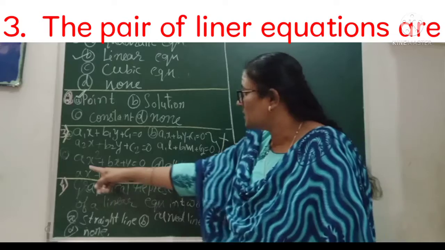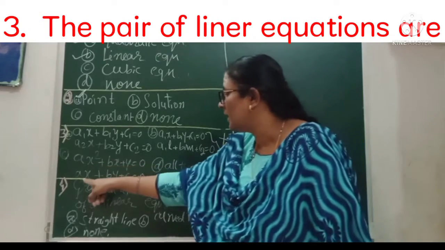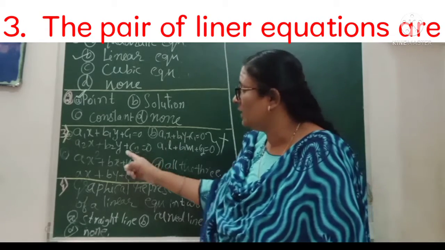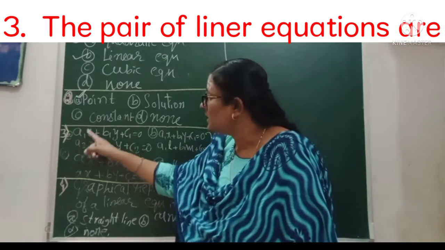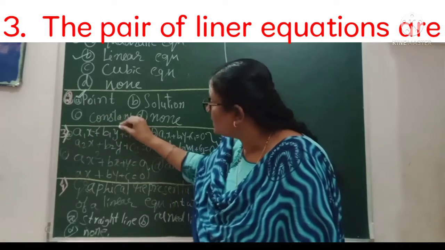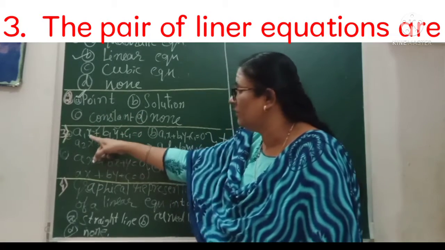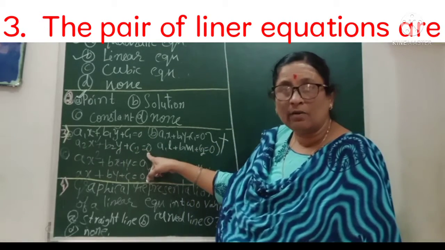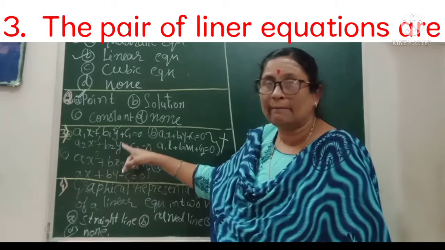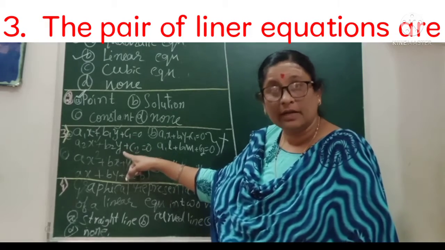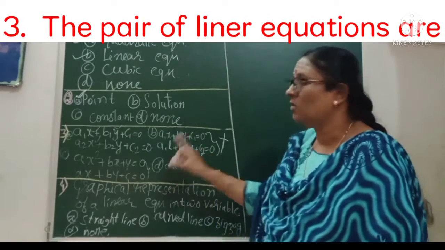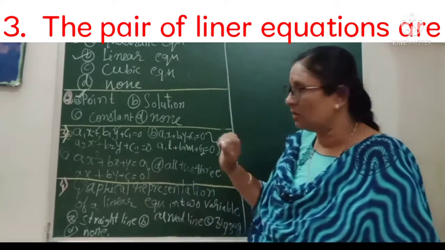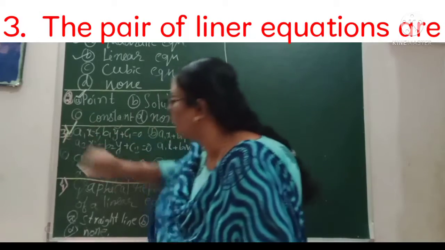Look at this one, ax square. This is a quadratic equation and this is a linear equation. These are also not a pair of linear equations. The condition for a pair of linear equations is that the constants may be different, but the variables must be the same. That is, if the first is in terms of x and y, the second equation must be in terms of x and y only. Then only we call them a pair of linear equations. Otherwise, they are not called a pair of linear equations. So be careful with this one also. Understand the concept well. So the correct option is the first one.